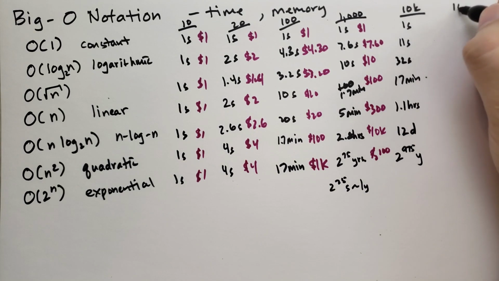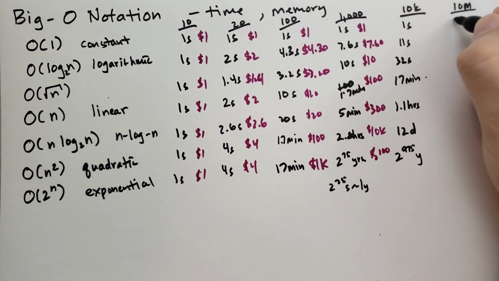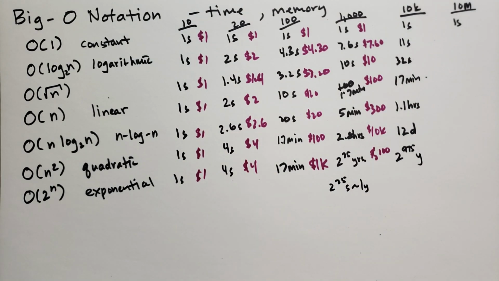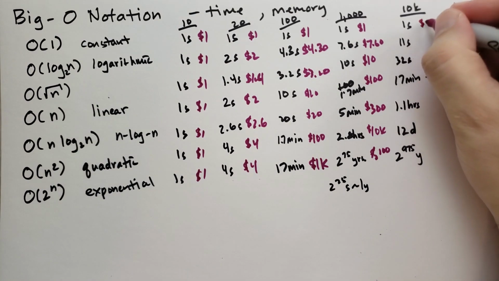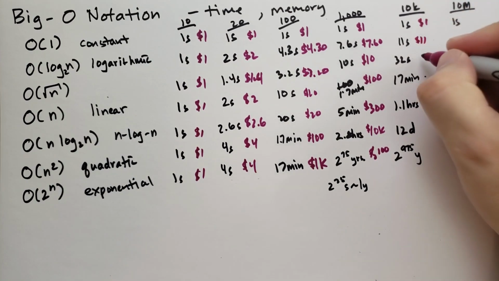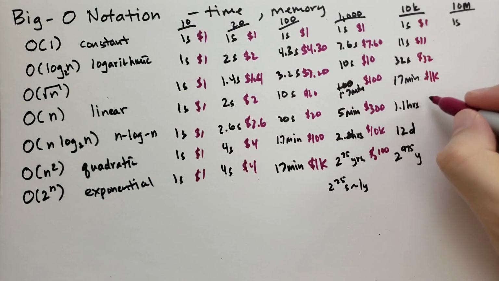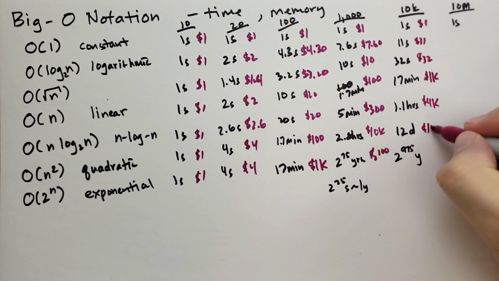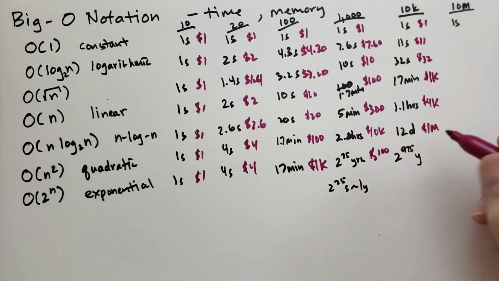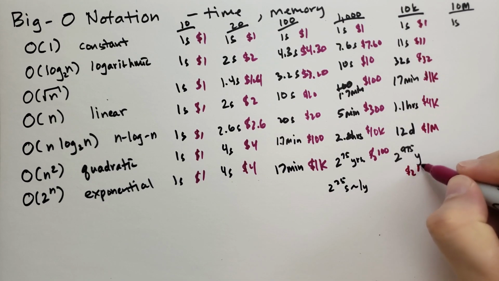And if we considered 1,000,000 times, so we're going to process 10 million records, it would still take 1 second. Let's do the cost of memory as well. So this is $1, this is $11, this is $32 of memory required. This is $1,000, this is $4,000, this is $1 million, better contact an investor, and this is going to be $2 to the 1,000.